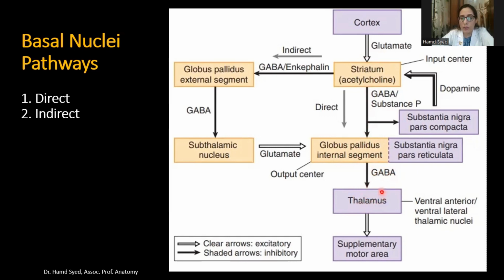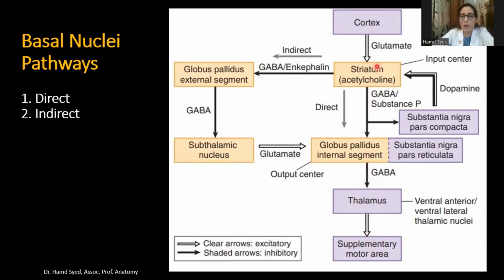The thalamus will be disinhibited. So you can see this black arrow over here. The thalamus is going to be disinhibited, and this causes the increased excitation of the supplementary motor area within the cerebral cortex. So the net effect of this direct pathway is an increased excitation of cerebral cortex, and this causes, or you could say promotes, the movements.